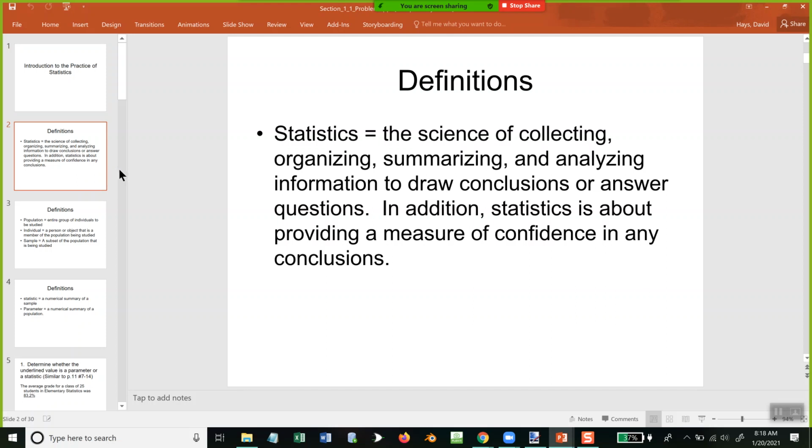Statistics is the science of collecting, organizing, summarizing, and analyzing information to draw conclusions or answer questions. In addition, statistics is about providing a measure of confidence in any conclusions. Now, I'll go ahead and apologize. This first chapter is going to be boring as can be. You'll have me sit here to read these. It gets exciting in chapter 2 with creating graphs. It gets a lot more exciting in chapter 3. So I know it's about as dull as can be to have definitions read to you.